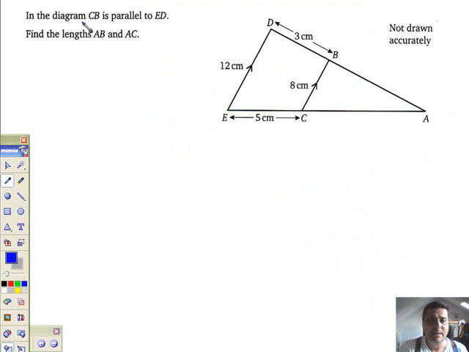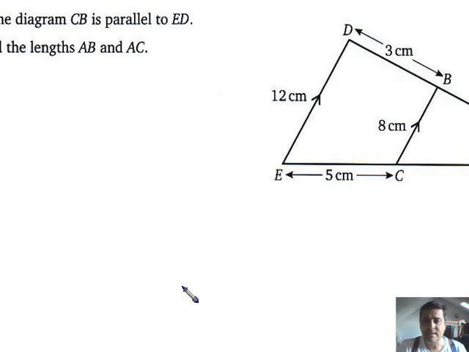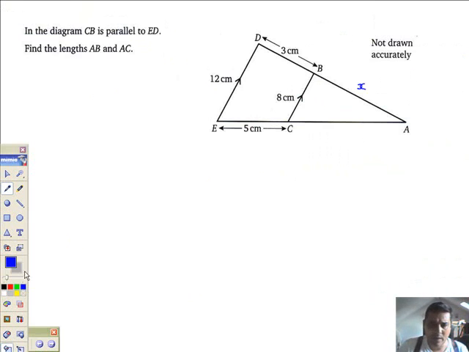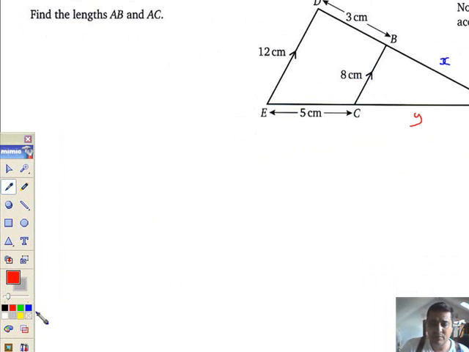Right, what I've got here. In this diagram, BC is parallel to ED. Okay, it's obvious. Find the lengths AB and AC. Right, AB is that one. Call that one X. And AC, call that one Y. We'll do that one in red in a minute. So here I go. I won't draw anything out, just jump straight in.